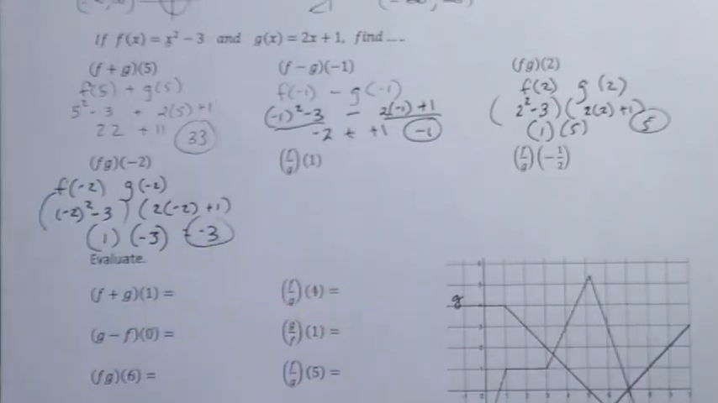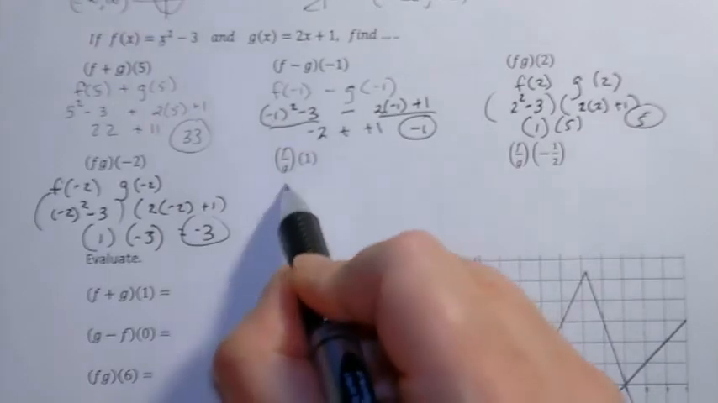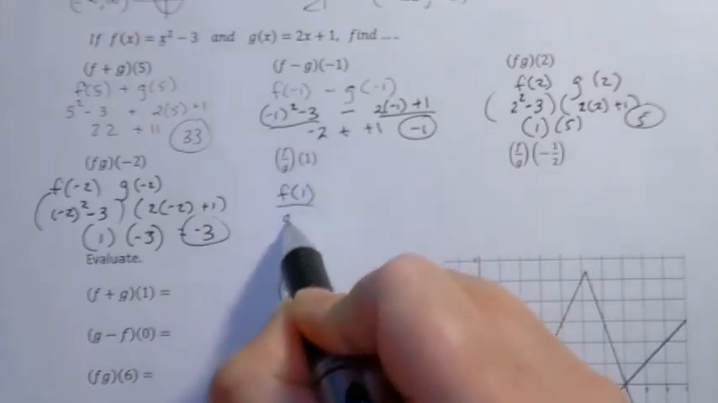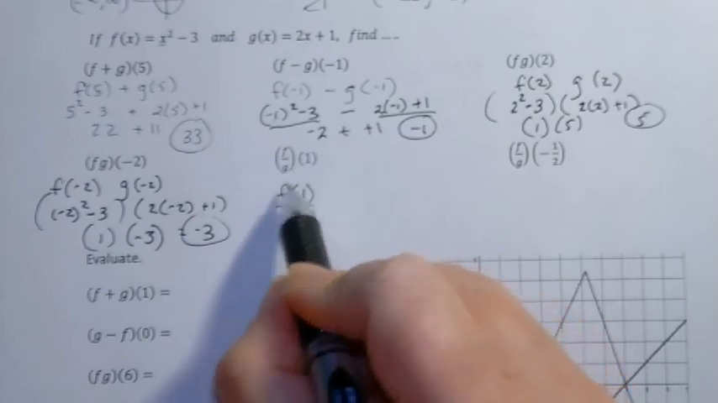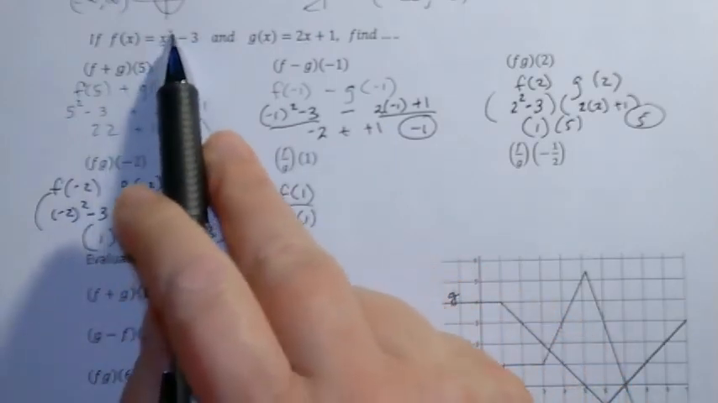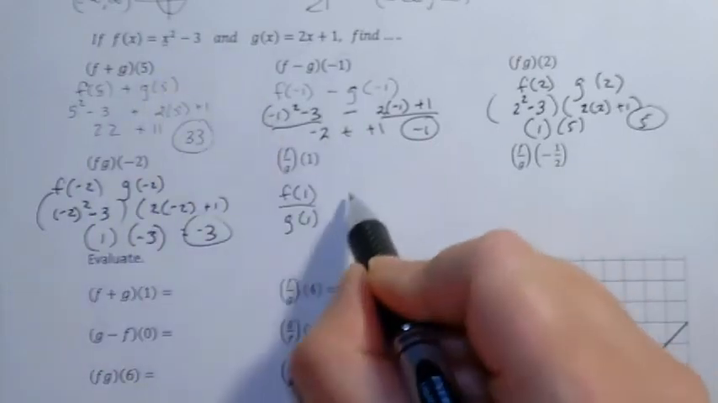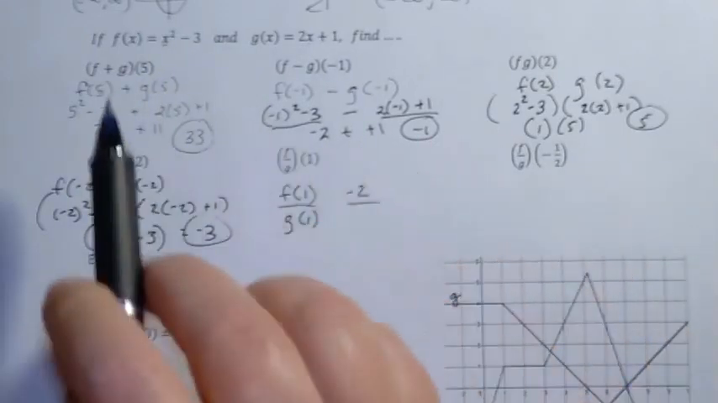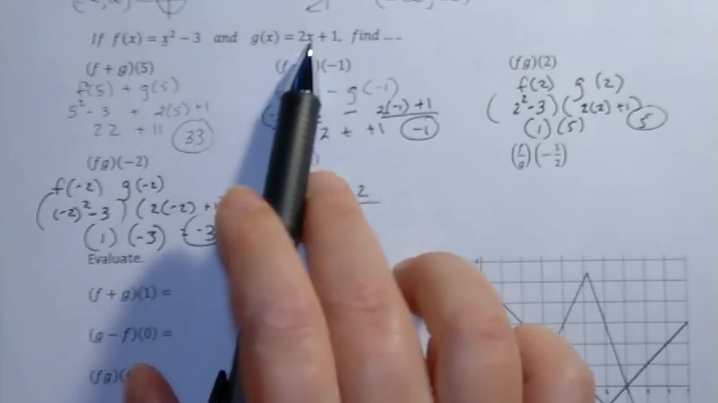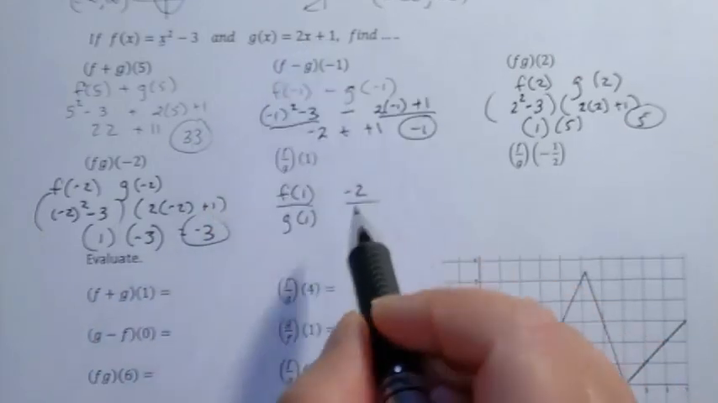Okay, let's do division. I'm going to have f of 1 divided by g of 1. So let's go put 1 into the f function. 1 squared is 1, minus 3 is negative 2, so that's what goes on top. Over g of 1. 2 times 1 is 2. 2 plus 1 is 3.